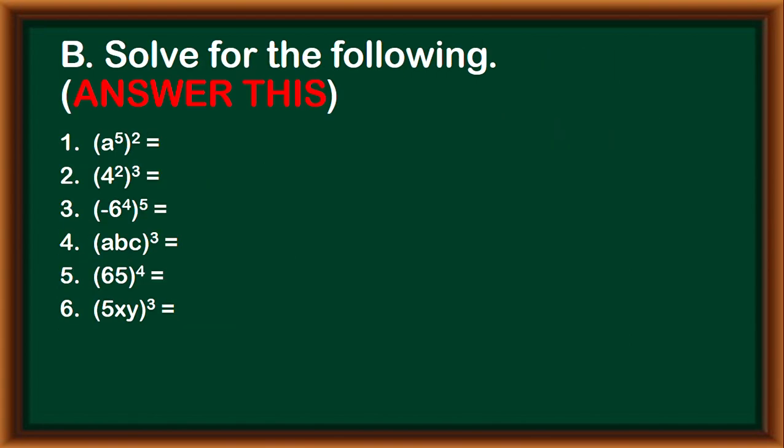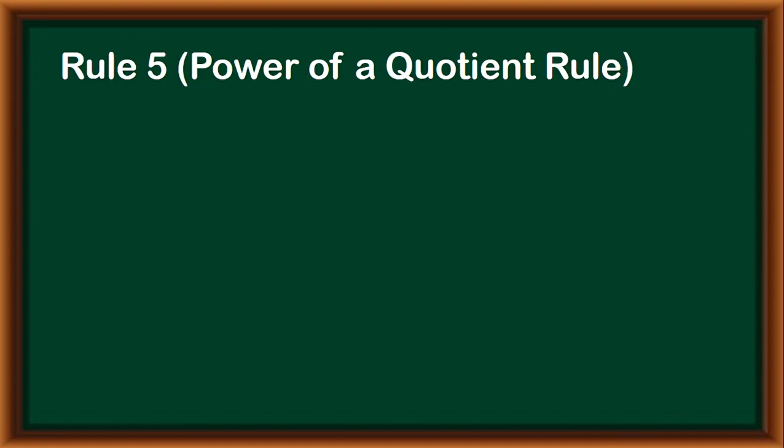Okay? So, solve this. Letter B. Try to solve this first. It's almost similar to that one. Just do your best to get the final answer. Okay? So, let's go with rule number 5. By the way, there are 8 rules, but the last two rules are quite easy, so I did not give an extra activity for them.